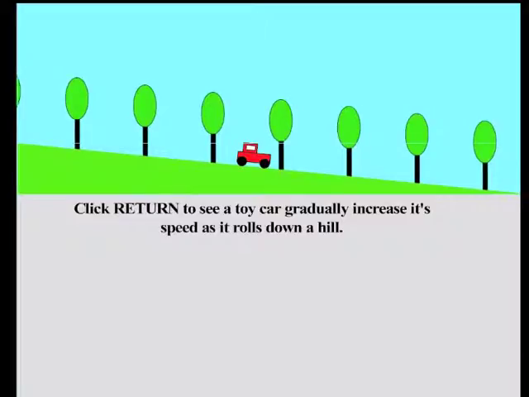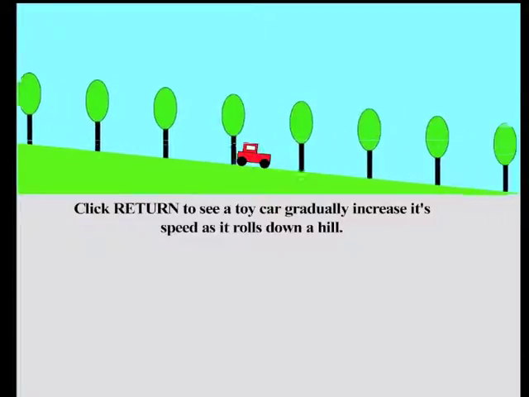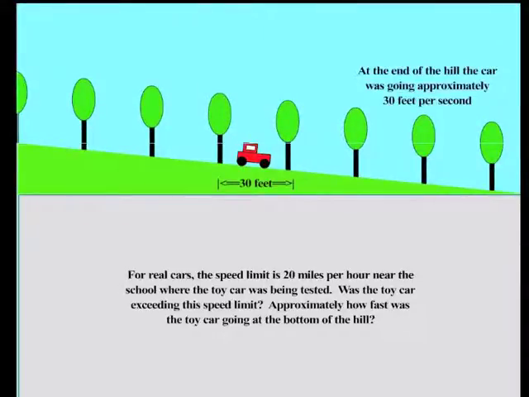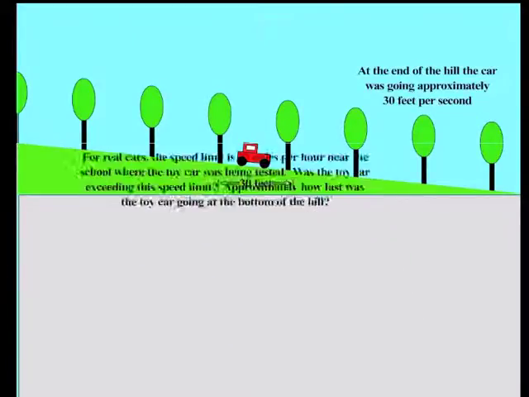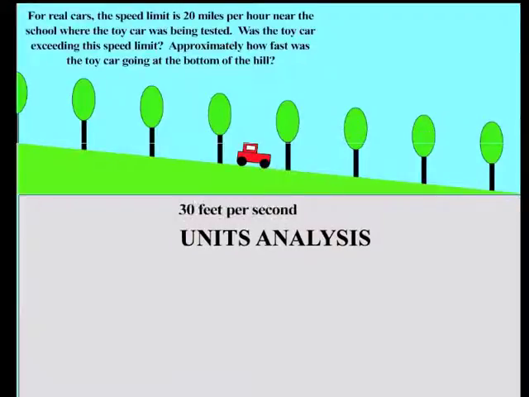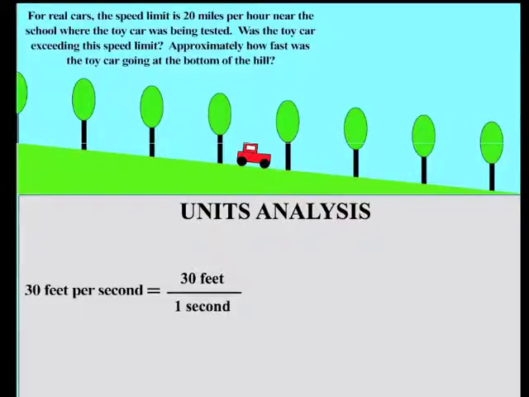Let's begin by looking again at the problem of a toy car gradually increasing in speed as it rolls down a hill. If we measured how long it took for the car to travel a short interval at the end of the hill, then we could get a reasonable estimate of how fast it was going. For example, if the car traveled 30 feet in 1 second, then we could use units analysis to convert from feet per second to miles per hour. Or, if we measured in meters per second, then we could use the same techniques to convert to kilometers per hour. Here is how the method works.